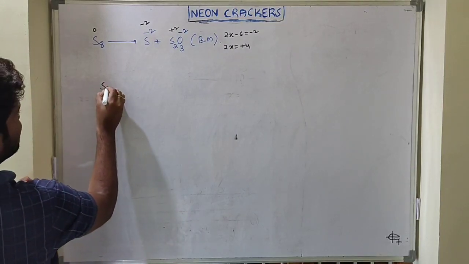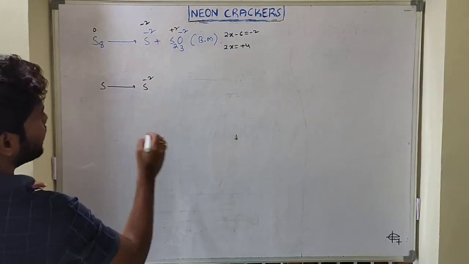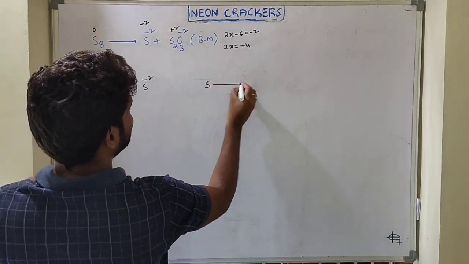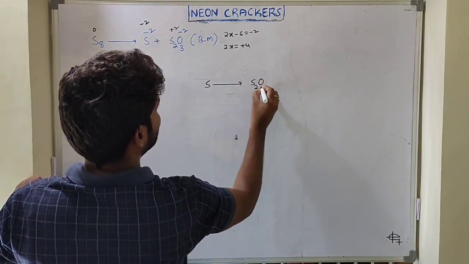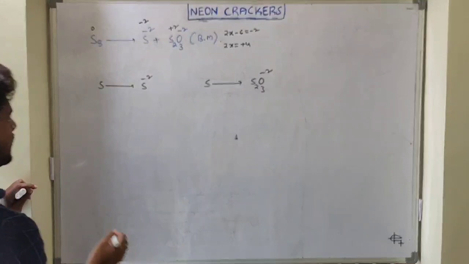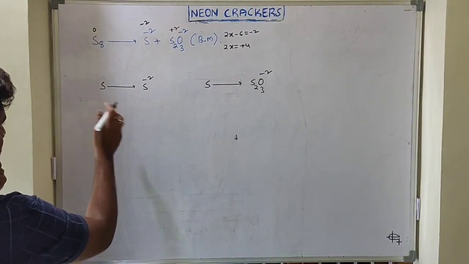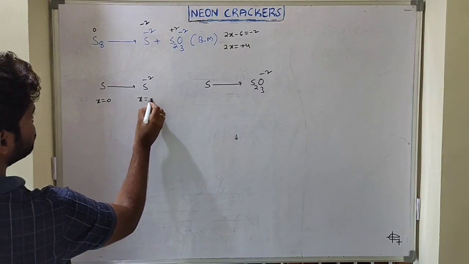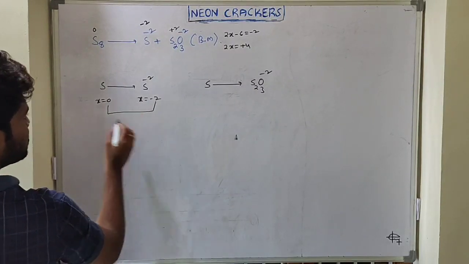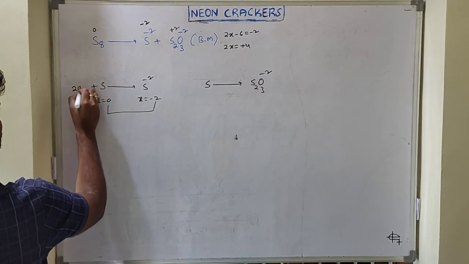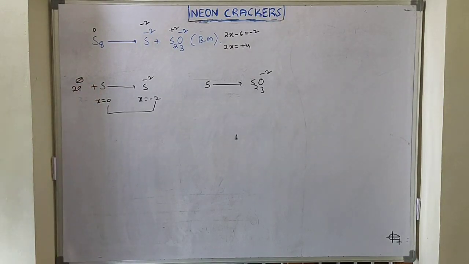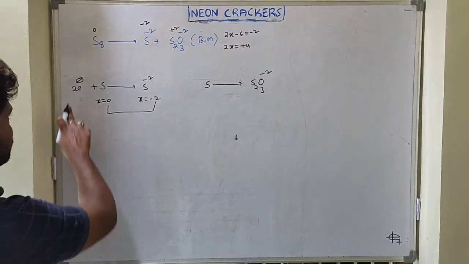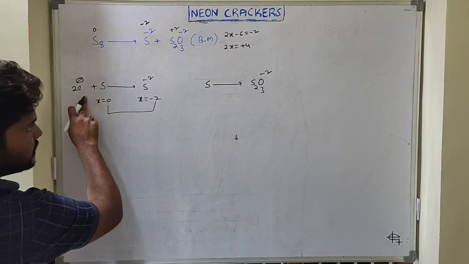So sulfur atom to sulfide ion is one reaction, sulfur atom to thiosulfate is one reaction, right? And here only one single atom is there, so x equals 0. Here x equals -2. The electron difference is 2, so the electrons will be added to the higher oxidation, the positive side. So what is the reaction? Addition of electrons, reduction reaction.